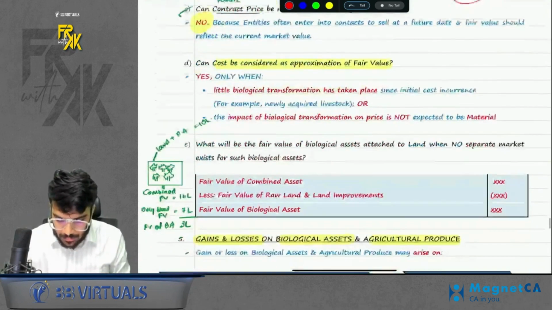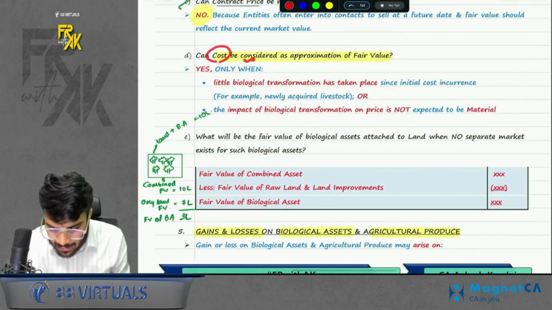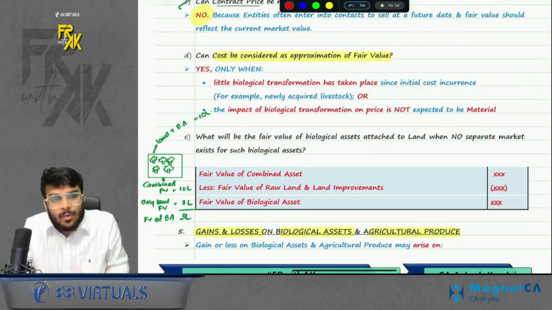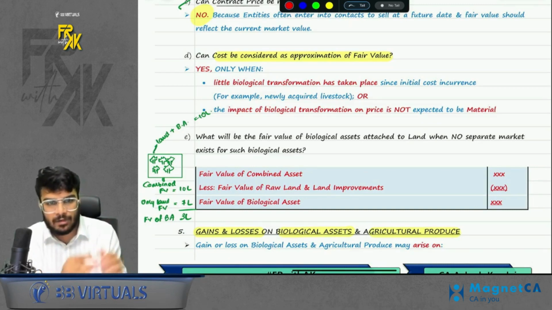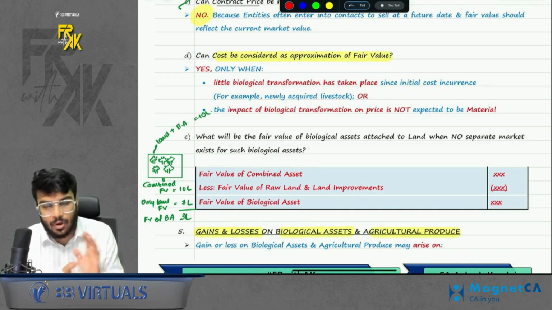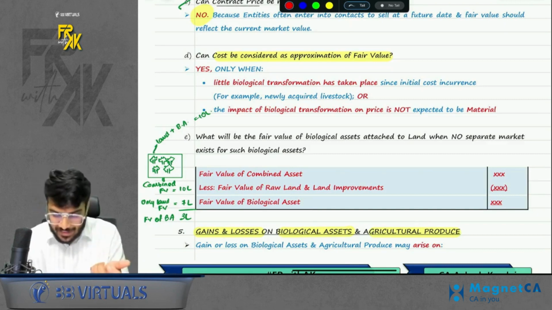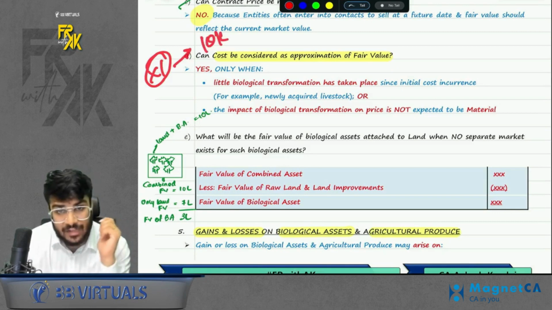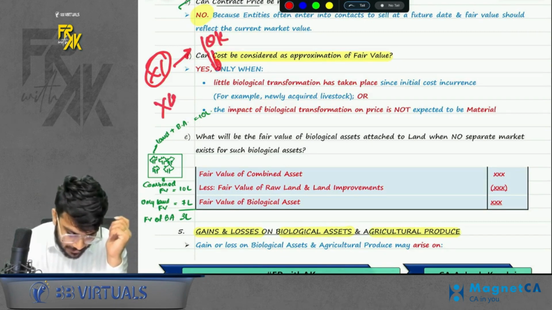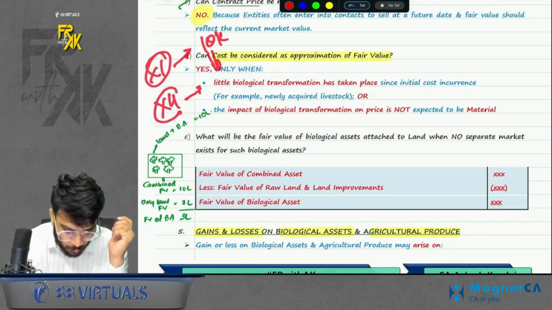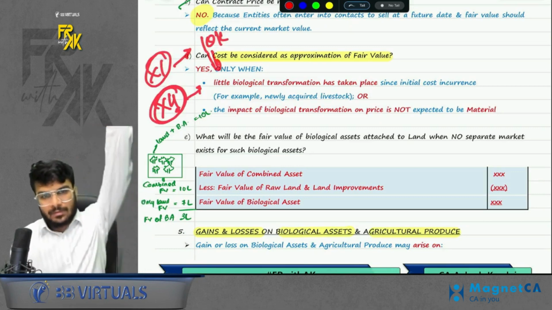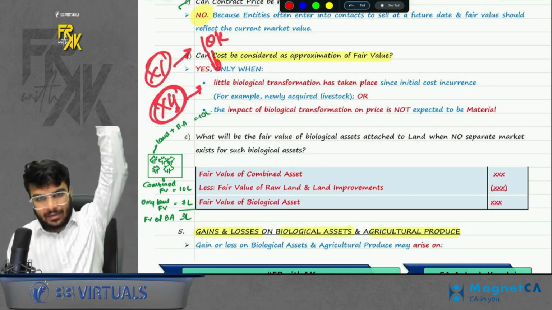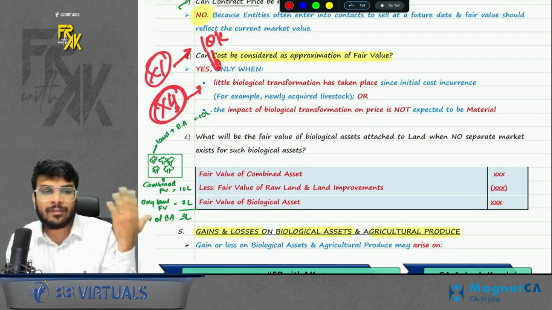Okay. Next point, can cost be considered as approximation of fair value? The answer is yes, only when from the date of purchase, not more time has lapsed. For example, can I say on day one, cost and fair value are the same? Cost and fair value are the same on day one. But if I say I bought something in 2011 for 10,000, and if I ask you, can that 10,000 be considered as the fair value of 2014? The answer is no. Something you bought for 10,000 in 2011 cannot be considered as the fair value of 2014, right?